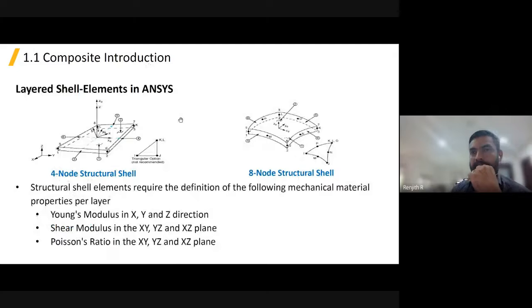Then next, about our analysis in ANSYS. In ANSYS, we will use a shell element, which means a surface element, a two-dimensional element. Normally it is a four-noded element, and we can also have a quadratic element. Quadratic element means there will be mid-side nodes. So in this figure, you can see there are only four nodes: first node, second node, third node, fourth node.